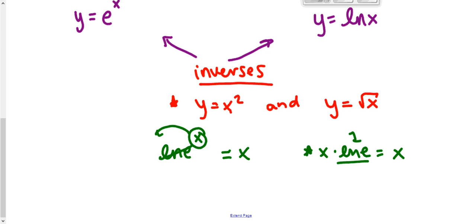We also have e to the ln of x. So it can work the other way around. Either e to the x being inside of an ln, or ln being inside of an e to the x. Again, those things cancel out.